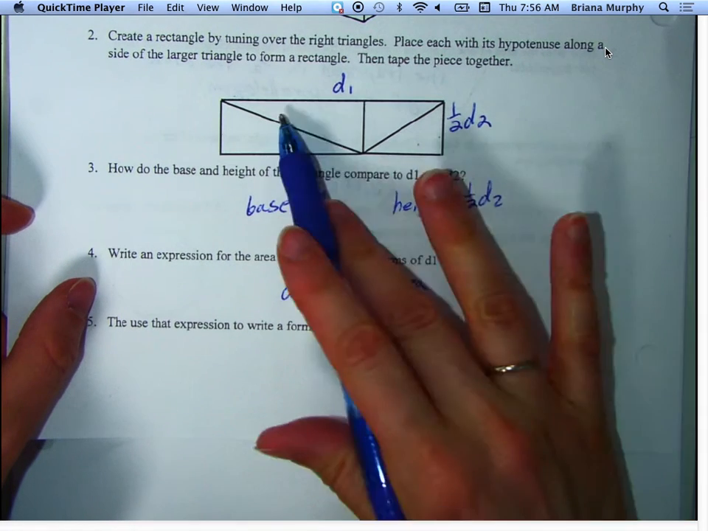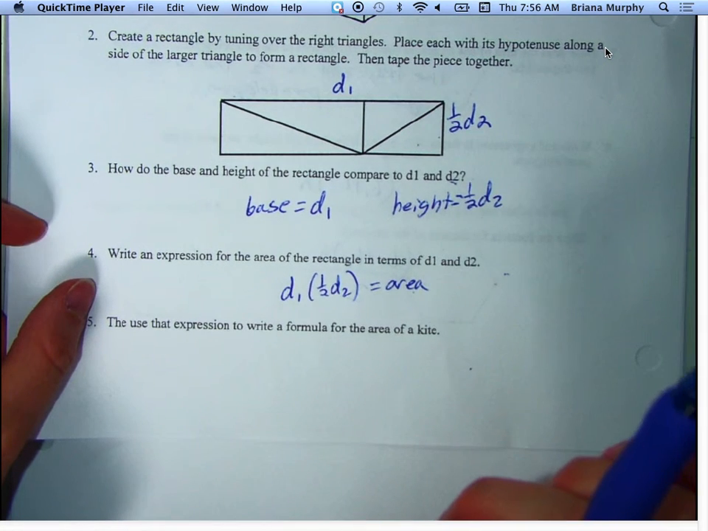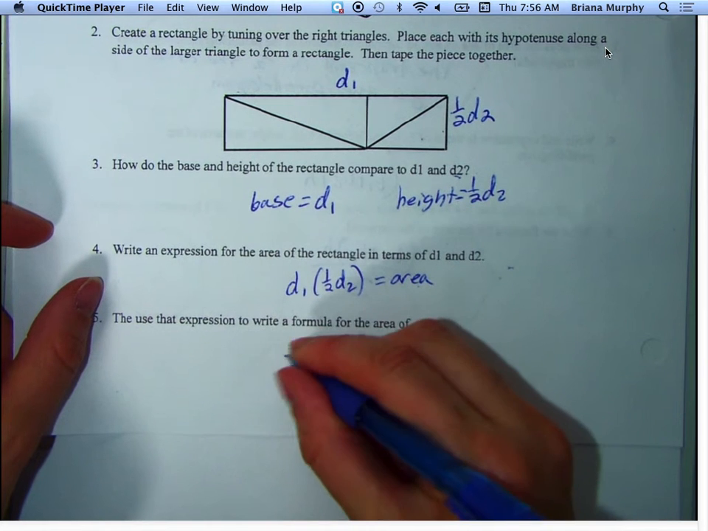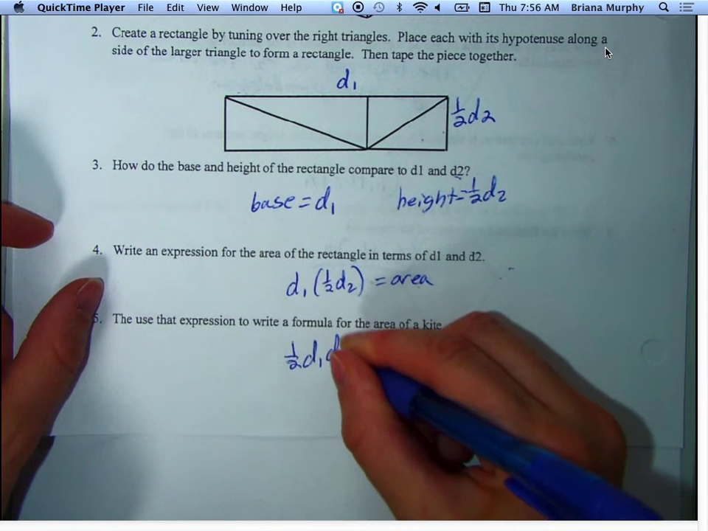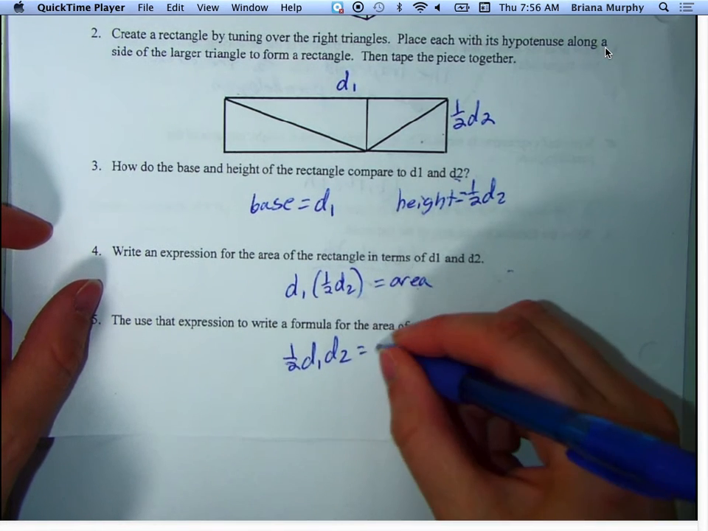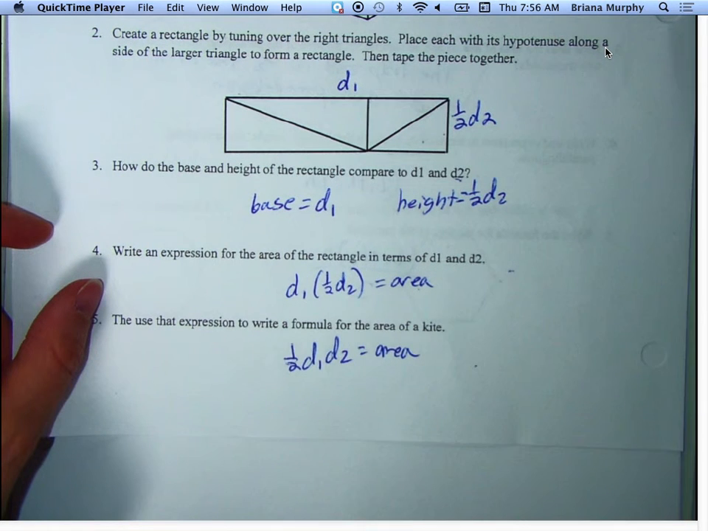Is this rectangle and kite the exact same area? Yeah. 1/2 D1 times D2 would be that area. I just switched it up a little bit so the D1 and D2 are together. And those are diagonals. Diagonal 1, diagonal 2 times 1/2.